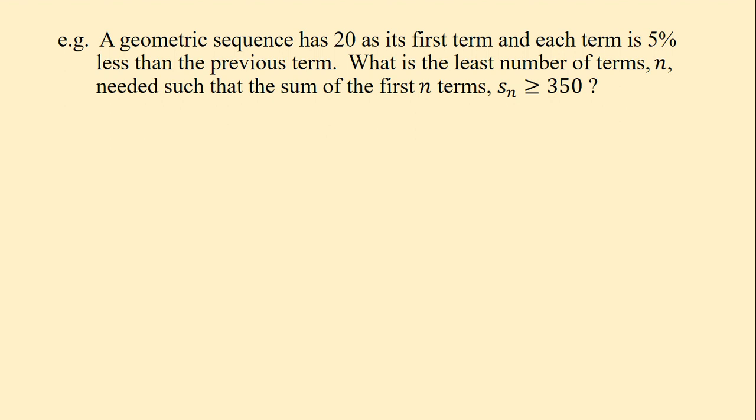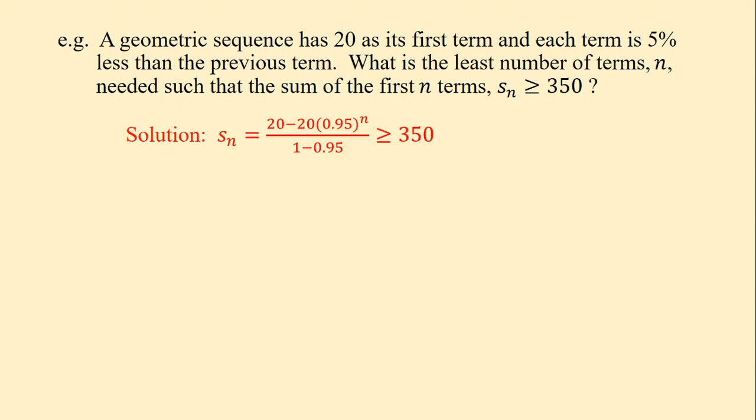Another example. Suppose a geometric sequence has 20 as its first term, and each term is 5% less than the previous term. What is the least number of terms n needed such that the sum of the first n terms, S sub n, is greater than or equal to 350?